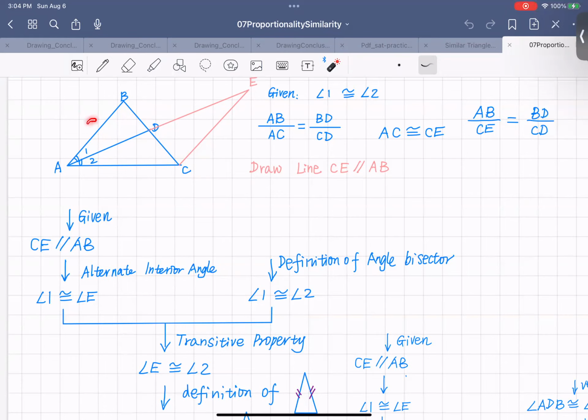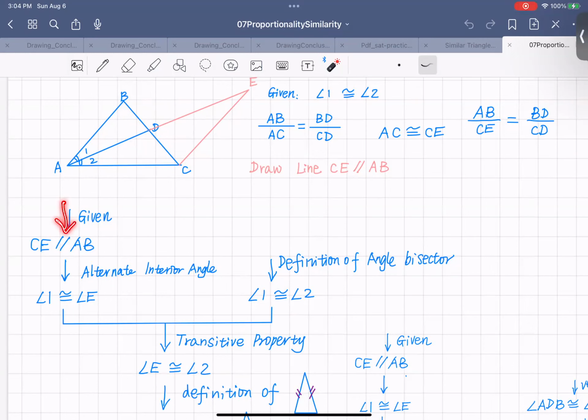If we want to prove this over this equals this over this, it's not easy. So we are going to draw a line like this. When we draw this line, we will draw this pink line parallel to this blue line. Okay? And then we will start to see.